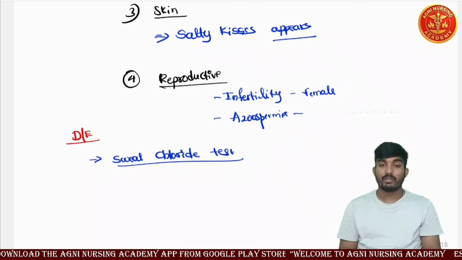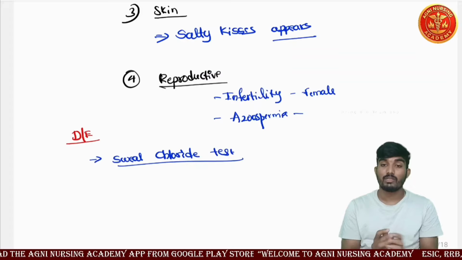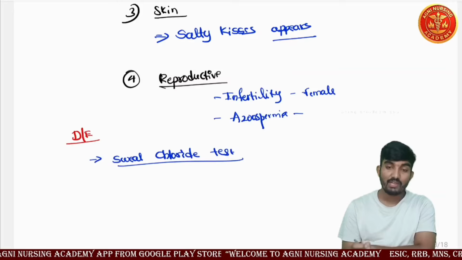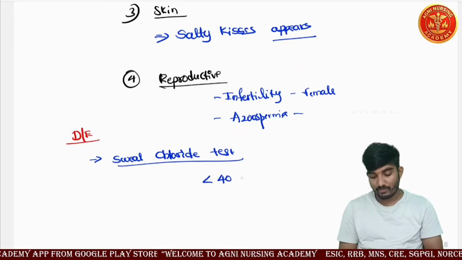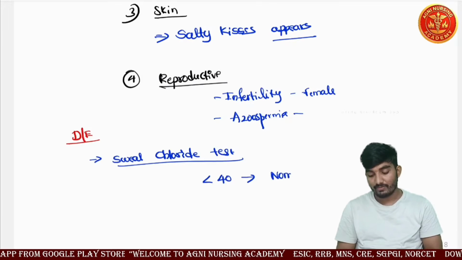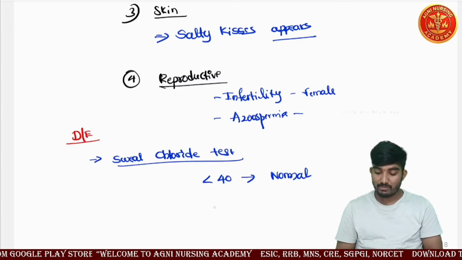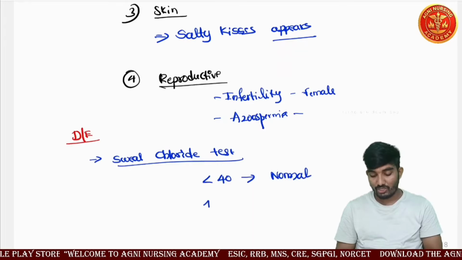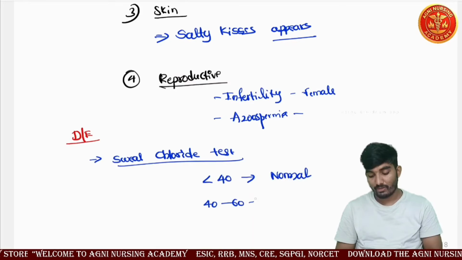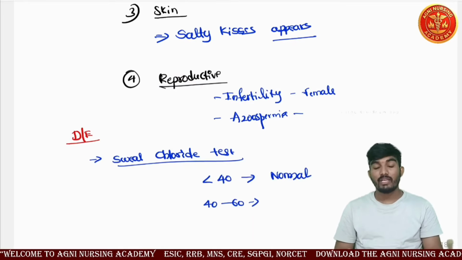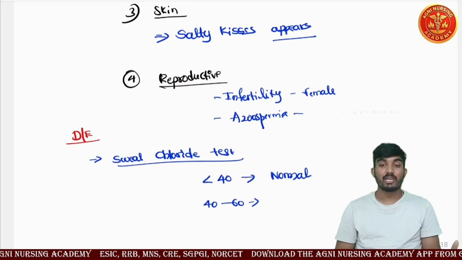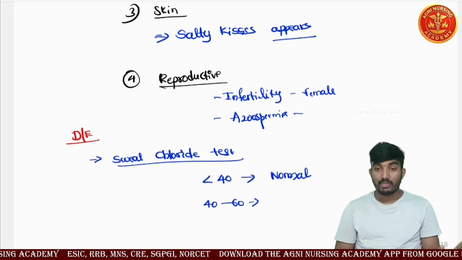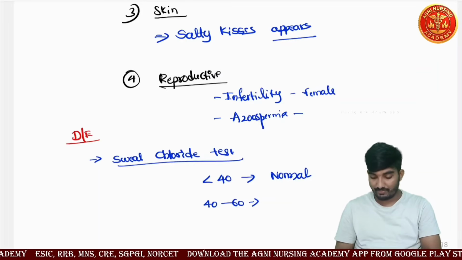In this, we'll test the PET of that particular child. If the value is less than 40, that is a normal finding. If the value is between 40 to 60, we can suspect there is a chance of cystic fibrosis. We can repeat the test again after a few days.